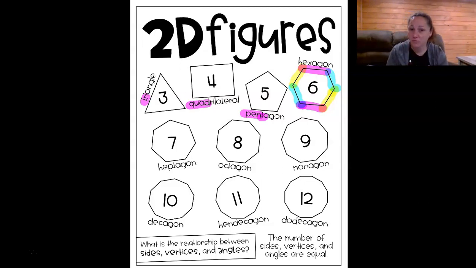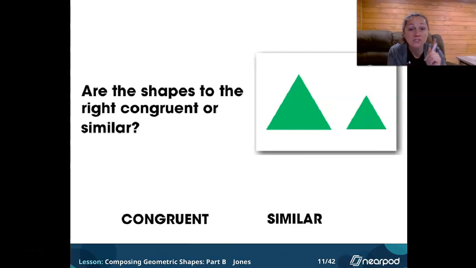Pretty cool. Okay, so when we're looking at shapes, we're looking at how many sides they have. Now, we also talked about shapes being congruent or similar. Congruent means that they are the exact same. These guys are so identical, it's like identical twins. Who's who? So congruent is they are the exact same.